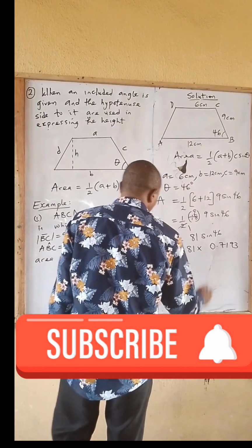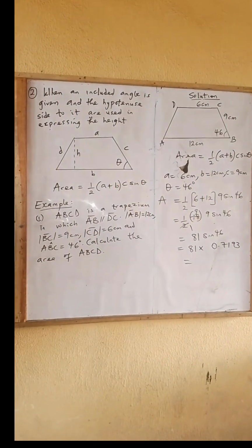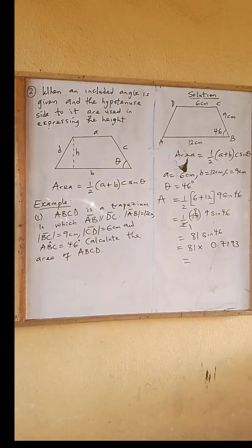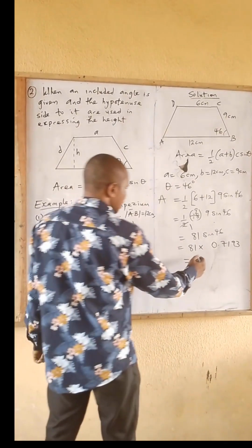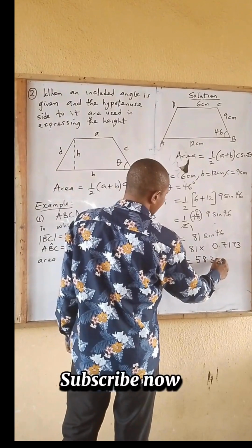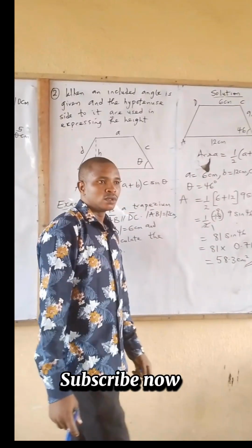0.7193. And by that, multiply 81 and 0.7193, we are going to have 58.3 centimeters squared. Thank you.